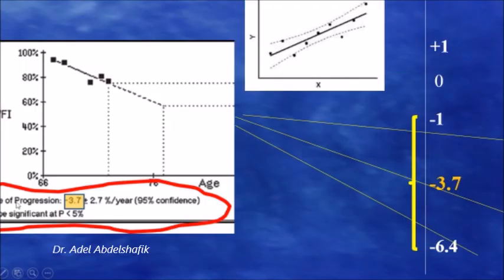So the rate of regression is the slope, and the number we have here is the 95% confidence interval, meaning that if we repeat the test several times, we are confident that it will be located in this area. If the zero is included in this 95% confidence zone, then this test is not significant.